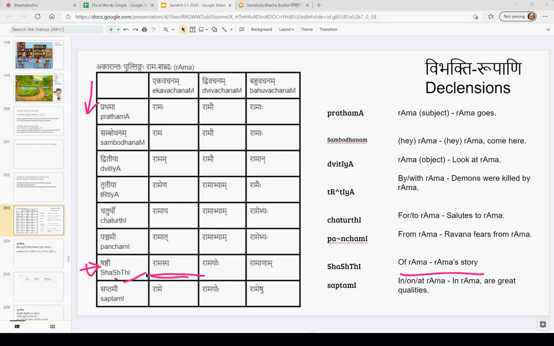Similarly, any object belonging to me, my shirt, my hat, my hair, my nose, my face, or your food, or your book, or his book. Anything where we want to reference the relationship between two objects or two nouns, we need this sixth vibhakti, or shashthi vibhakti. So that's why we are starting with shashthi.